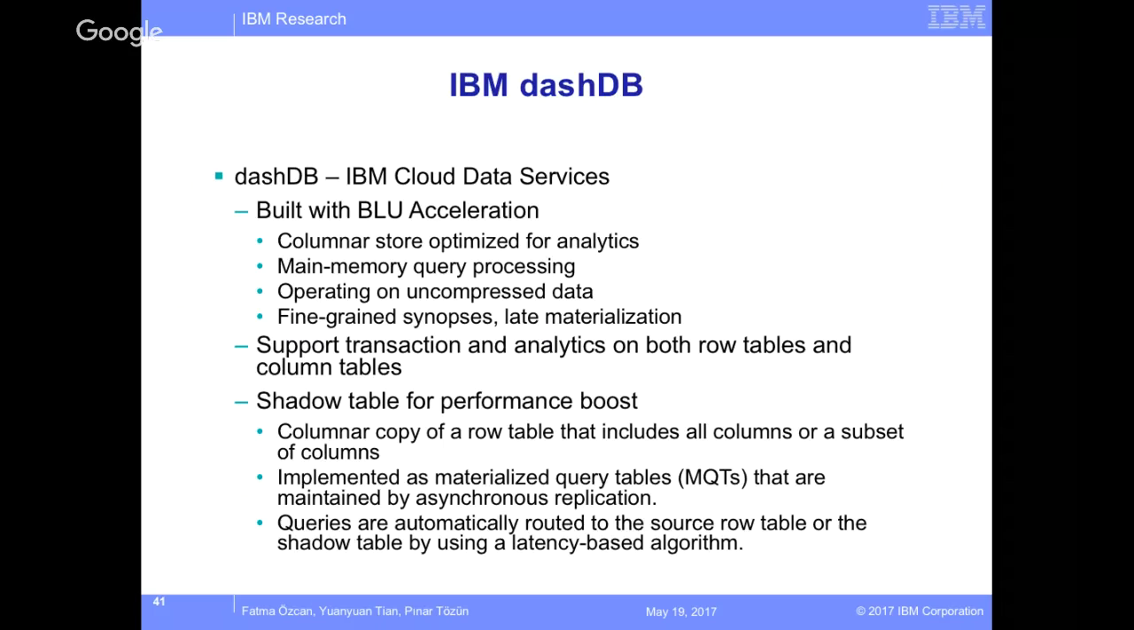So here's the interesting part. Since this is a shadow table, we think that it's another copy of the data. Therefore, when you do OLAP, you may get late data. But they actually have a latency-based algorithm, and based on the actual query, they can decide whether to route the analytic query to the row table or the shadow table. That way, they can still guarantee you read the latest data.